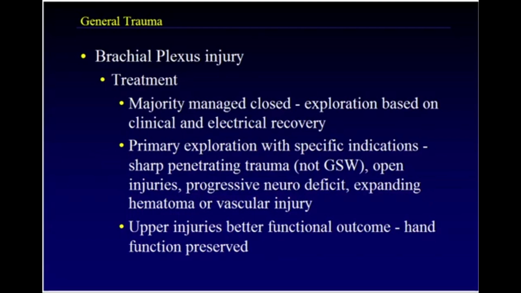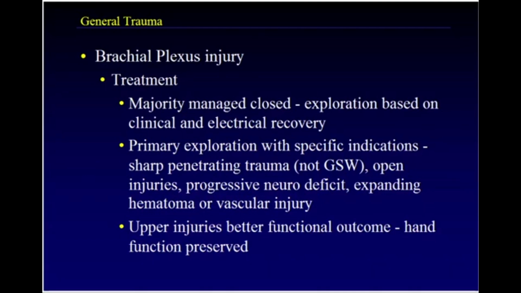There are a few indications for acute primary exploration of the brachial plexus, and that would include sharp penetrating trauma, but not gunshot wounds. The gunshot wounds typically cause a more concussive effect to the brachial plexus, and the prognosis for recovery in those injuries is actually quite good. Open fractures or open injuries in the shoulder clavicular region, and patients that have progressive neurologic deficit that could potentially have an expanding hematoma or some sort of vascular injury, those would be indications for exploration of the plexus.